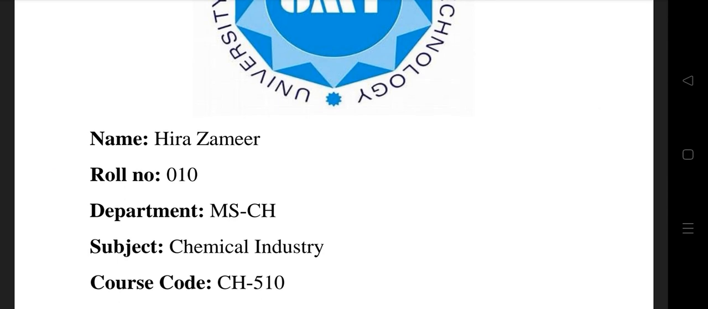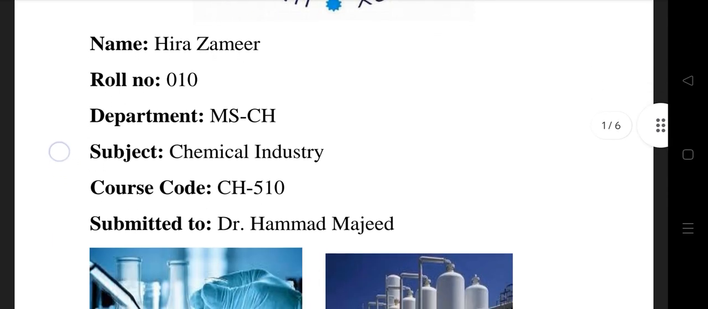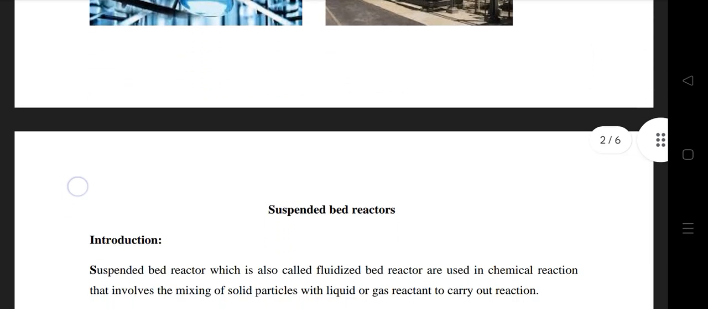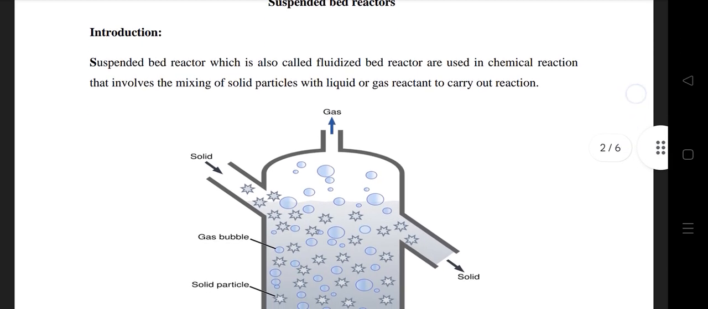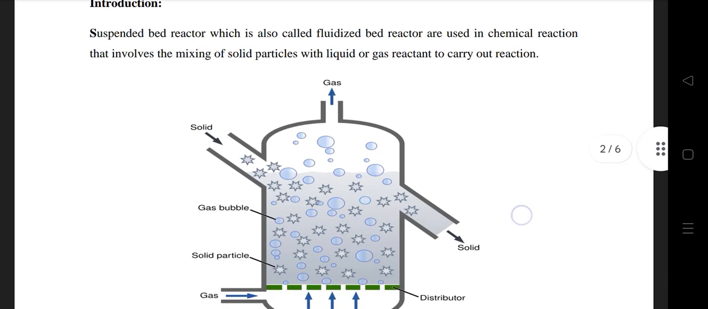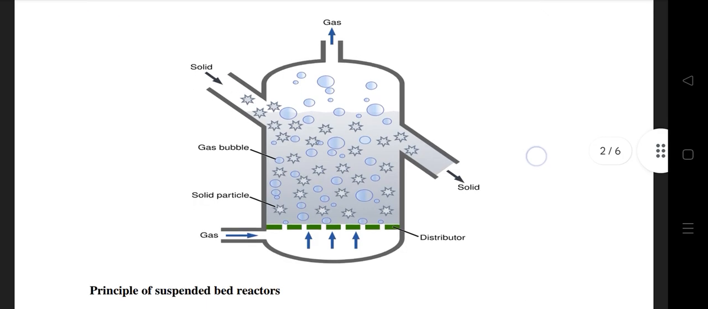Here I'm going to present about the suspended bed reactors. The suspended bed reactors, which are also called fluidized bed reactors, are used in chemical reactions that involve mixing of solid particles with liquid or gas reactants to carry out the reactions. So, if we have to deal with solid particles and make them react with a liquid or gas, we use these suspended bed reactors.